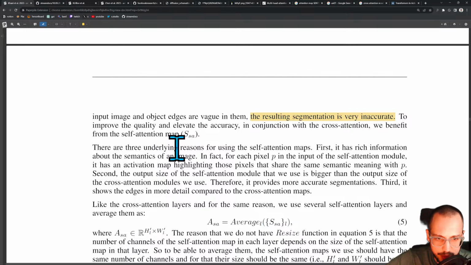There are 3 underlying reasons for using the self-attention map. First, it has rich information about the semantics of the image, and for each pixel P in the input of the self-attention module, it has an activation map highlighting those pixels that share the same semantic meaning.